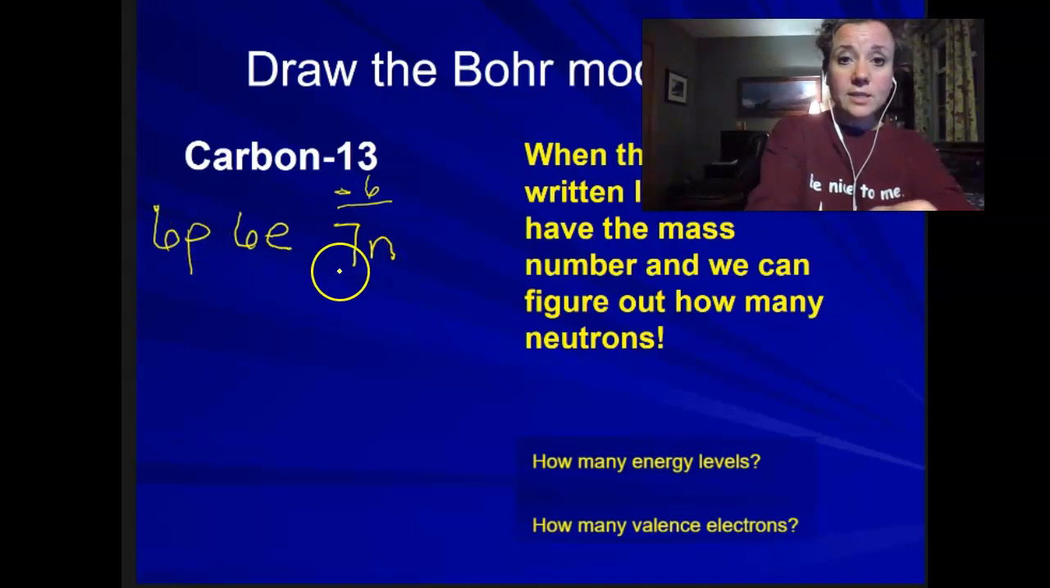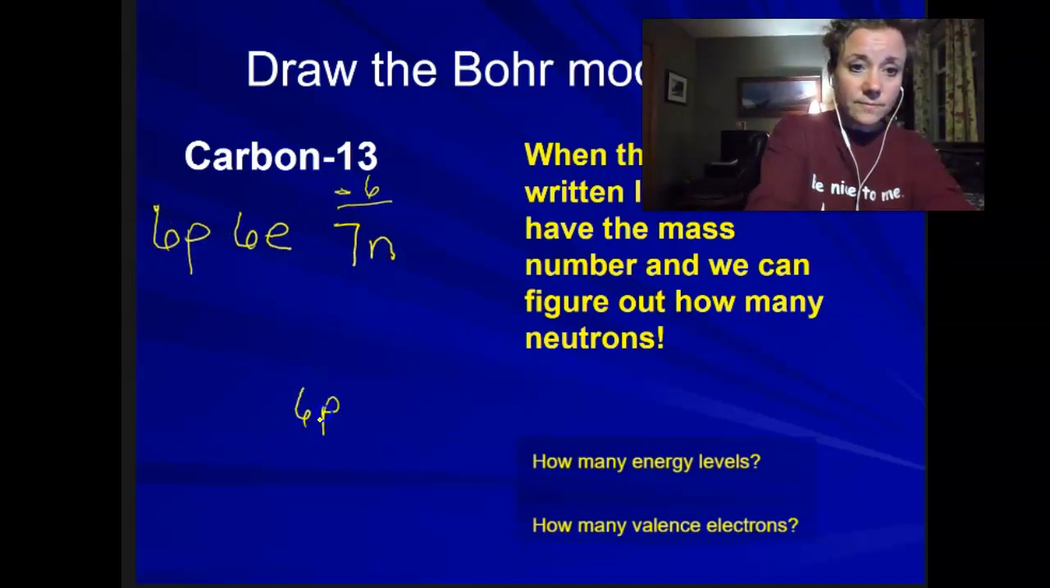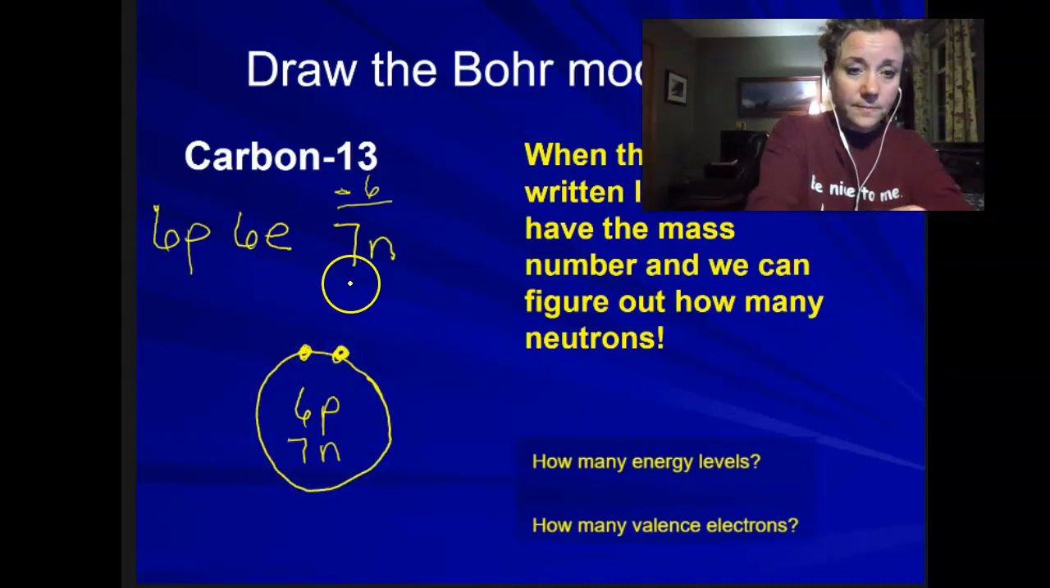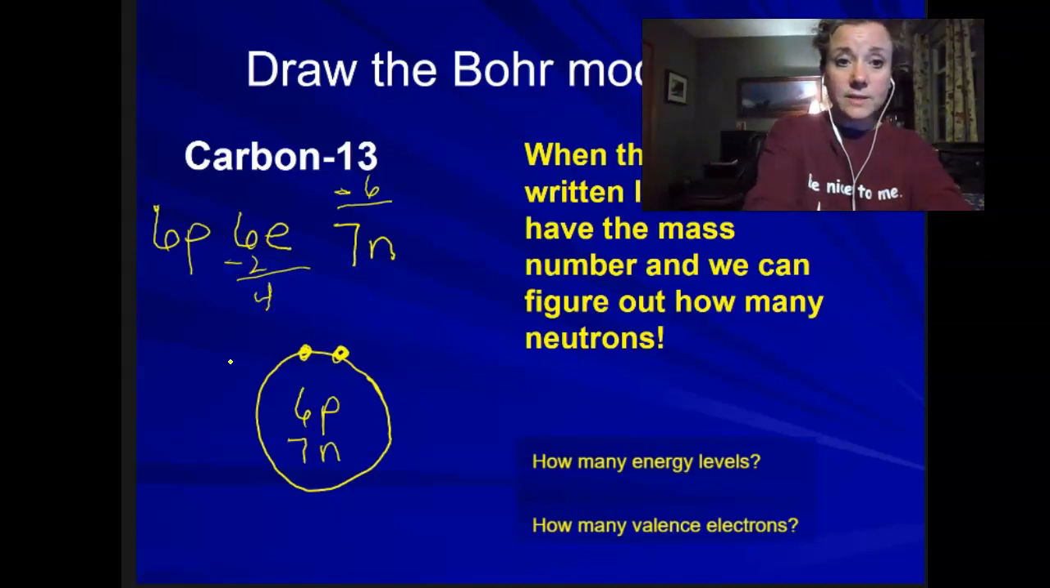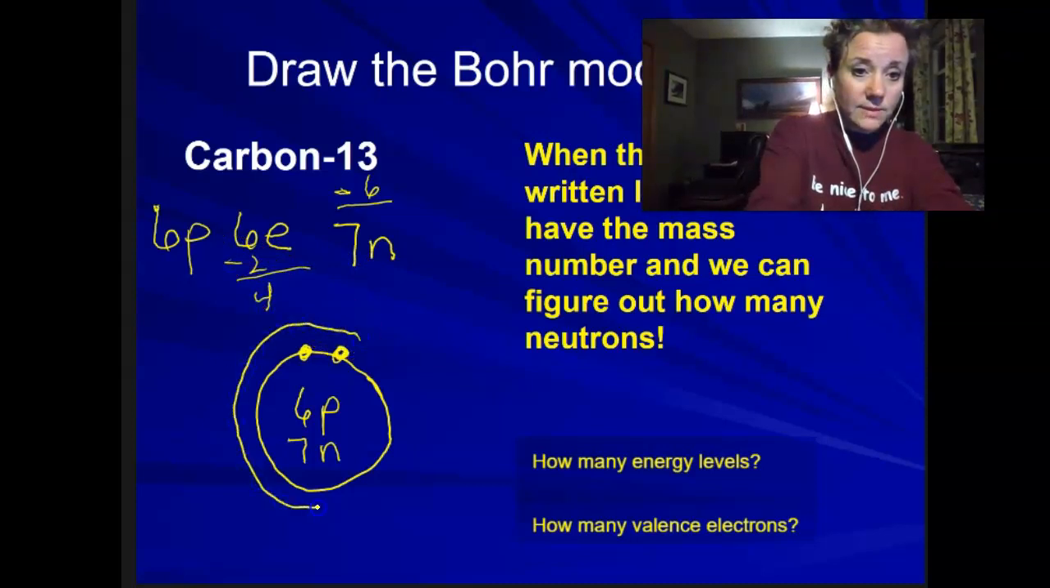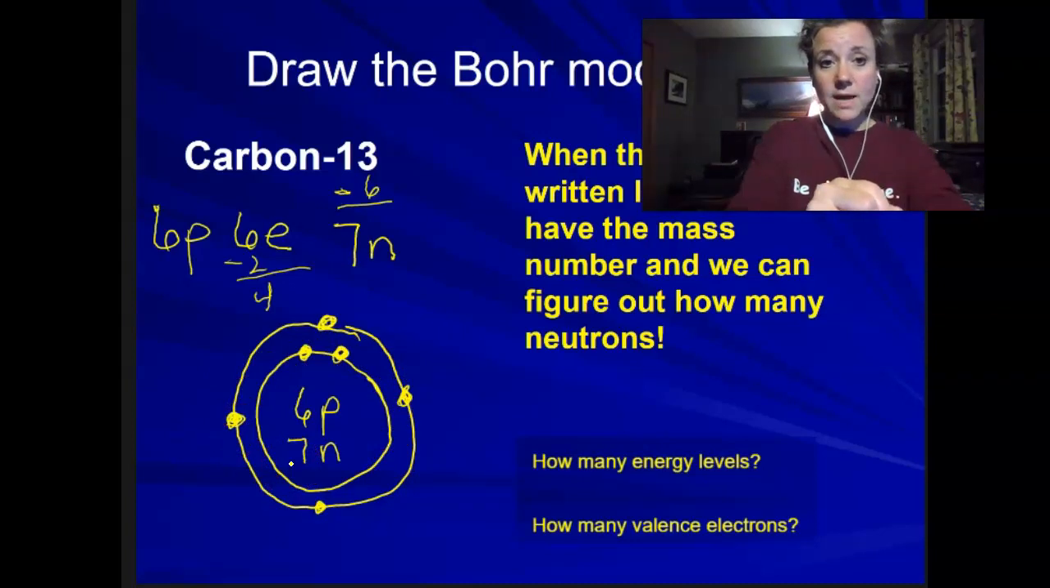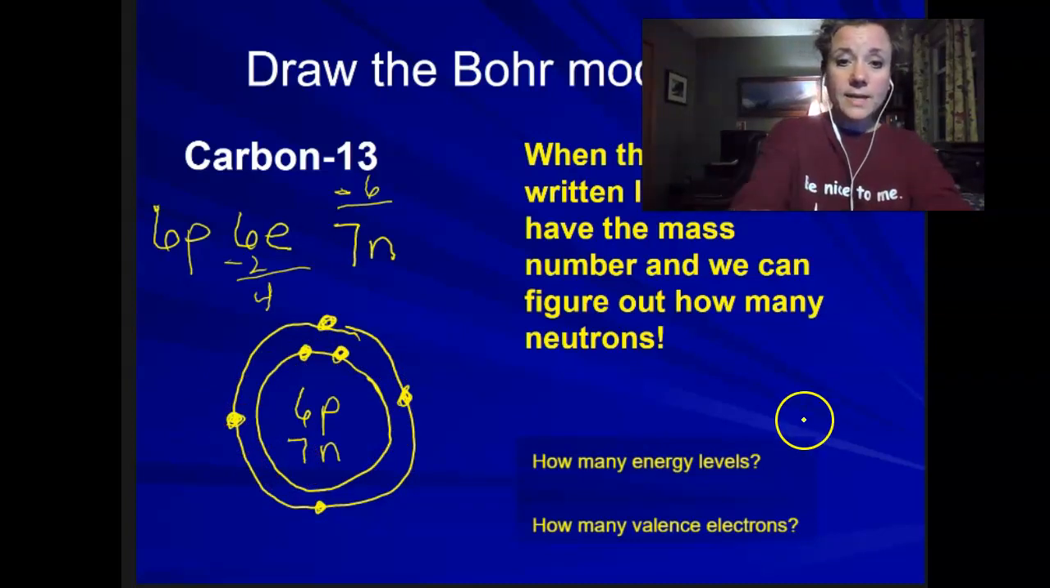I'm going to put my protons and neutrons in the center. Draw my first ring with 2 electrons in it. But I still have 4 electrons that I need to place. So I'm going to draw my second ring. Up, side, bottom, side. And that is my Bohr model for carbon 13. How many energy levels do I have? 2. And how many valence electrons do I have? 4.